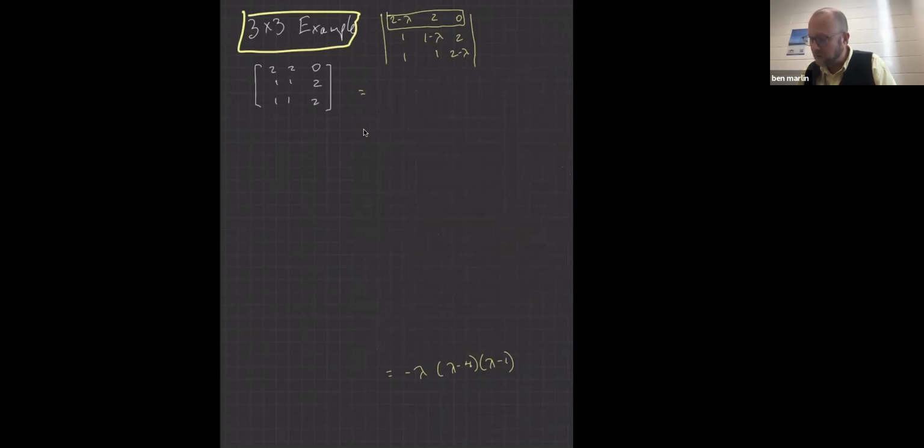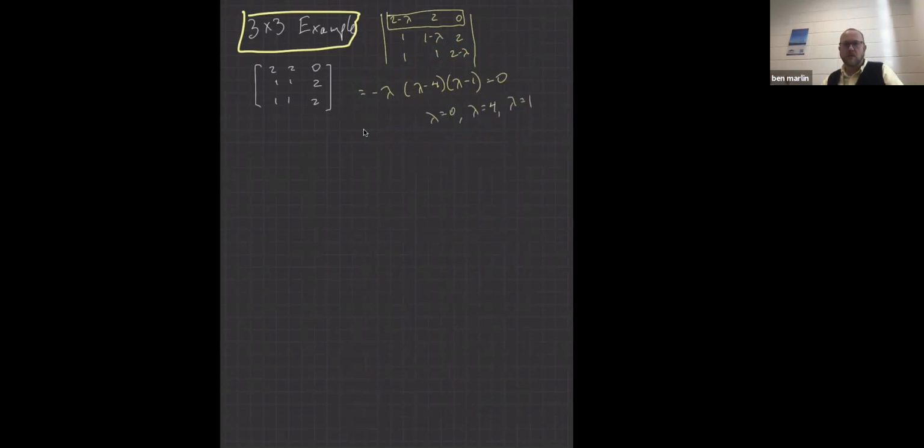Wow, it is erasing in a super weird way. Okay, I think it's because I just had so much written there. So when we set that equal to 0, we'll get lambda equals 0, lambda equals 4, and lambda equals 1. Boom, boom, boom, one after the other.